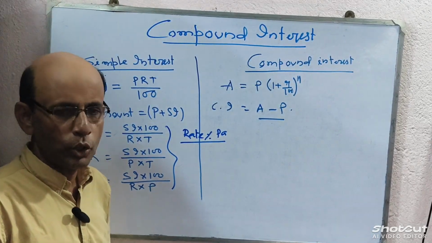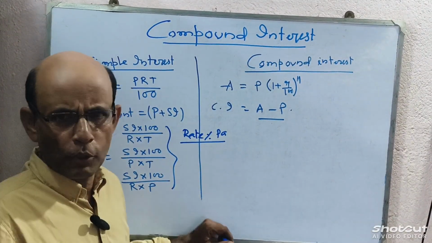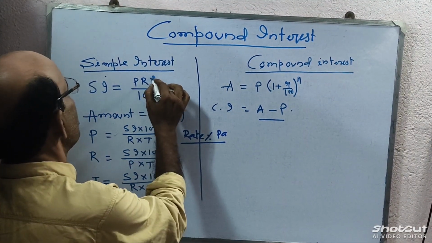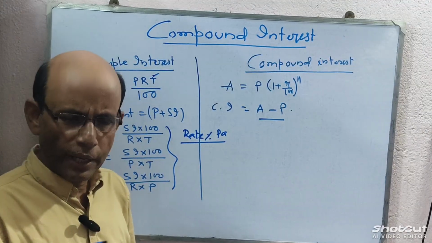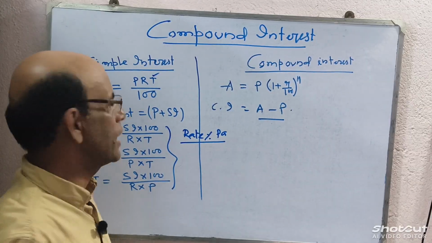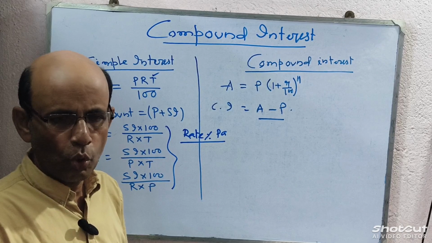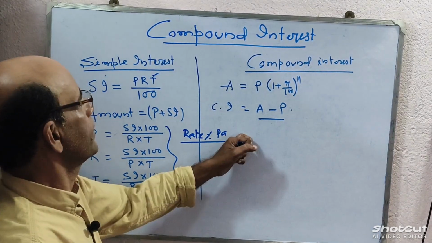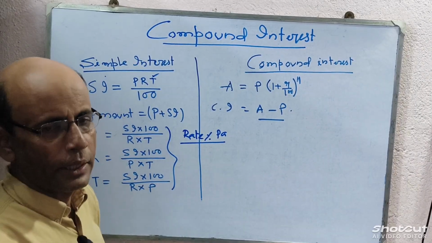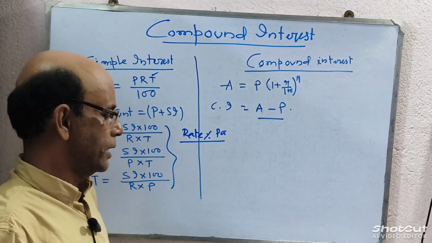Now we introduce compound interest. What is the difference between simple interest and compound interest? In simple interest, you have to write the formula PRT by 100; if the time is 2 year, 3 year, then P into R into time, either 2 or 3. But in compound interest, at the end of every 1 year, the amount will be the principal for the next year.